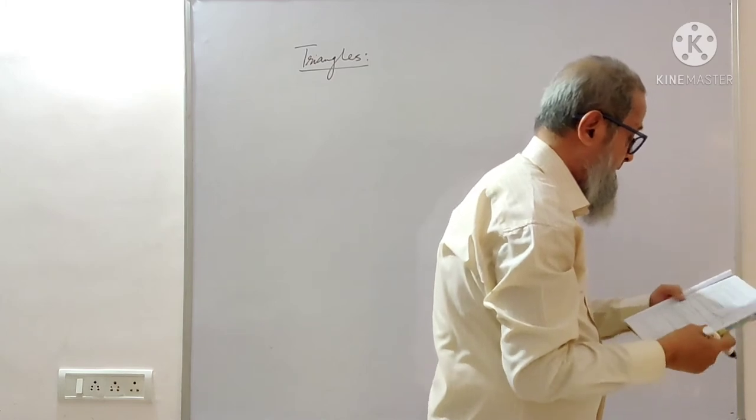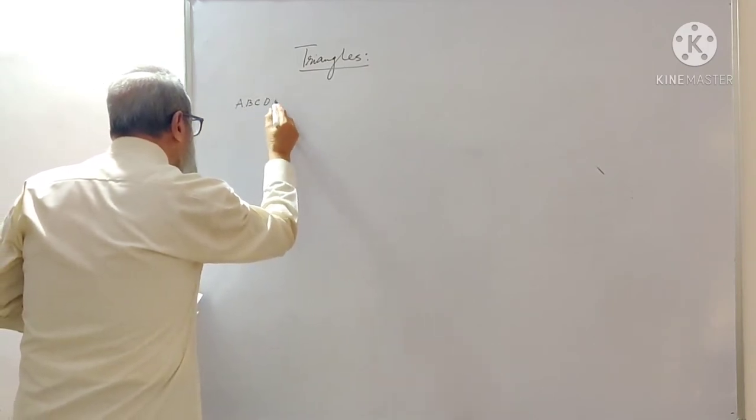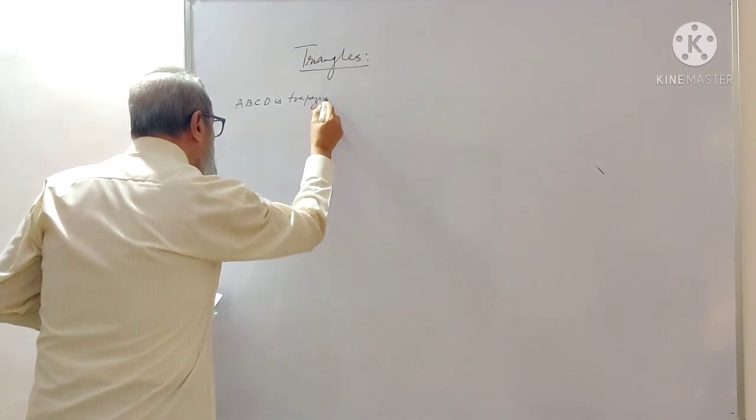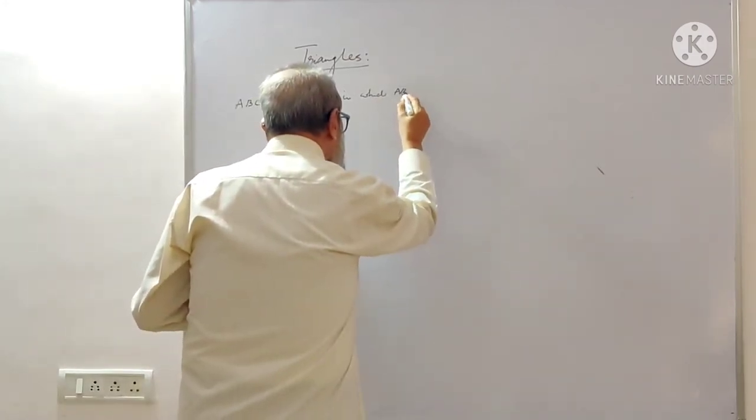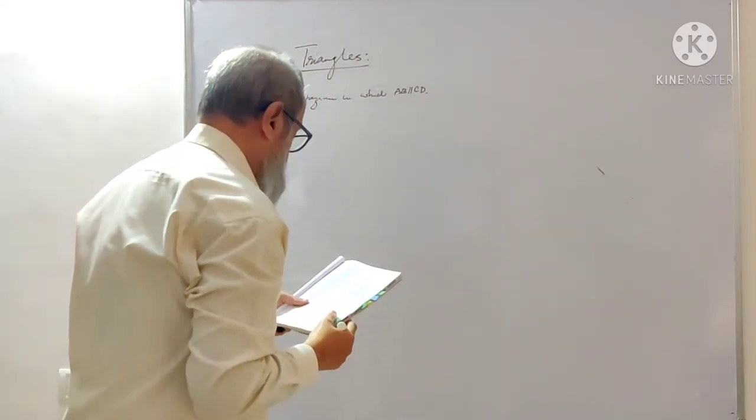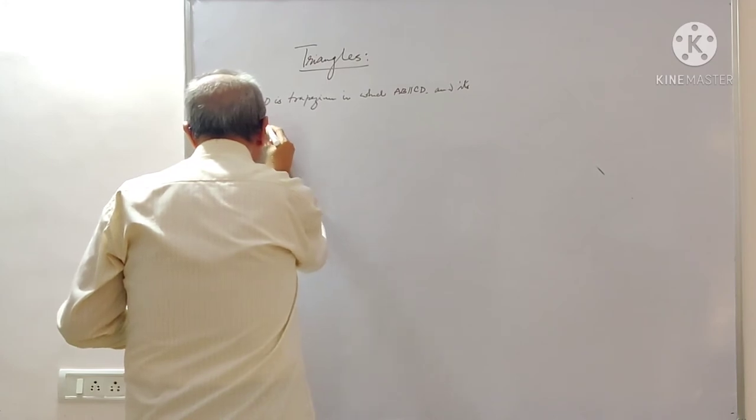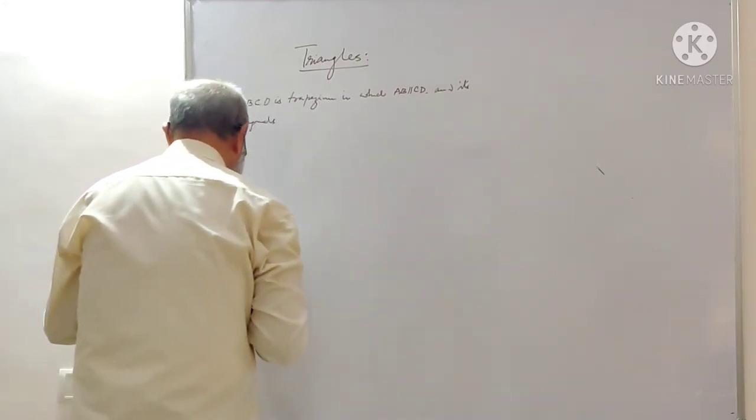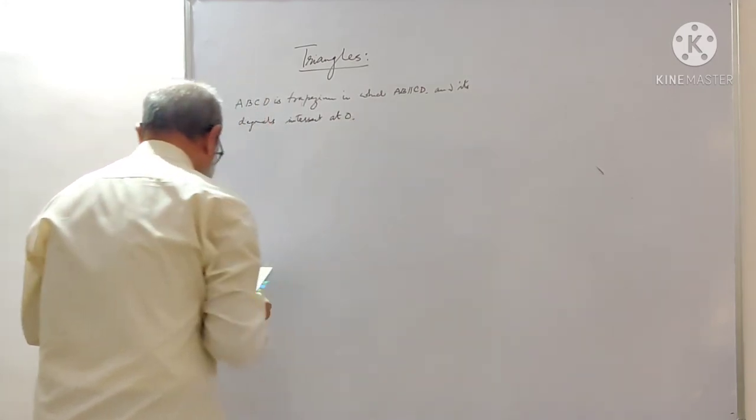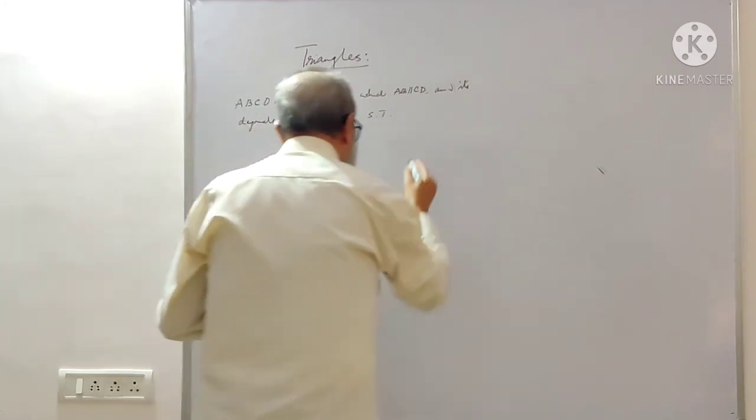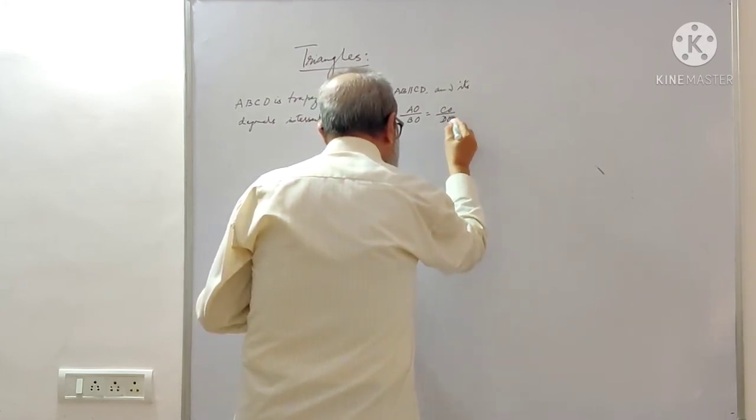The next problem we are going to take is ABCD is a trapezium in which AB is parallel to CD, and its diagonals intersect at O. Show that AO by BO is equal to CO by DO.